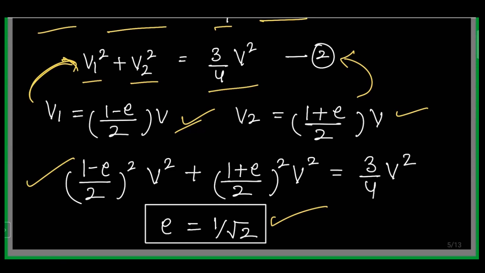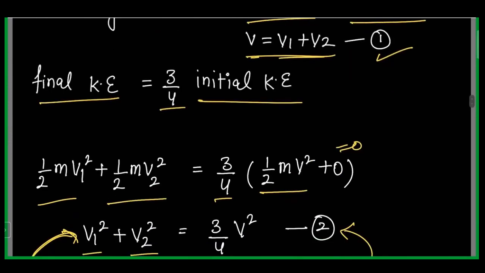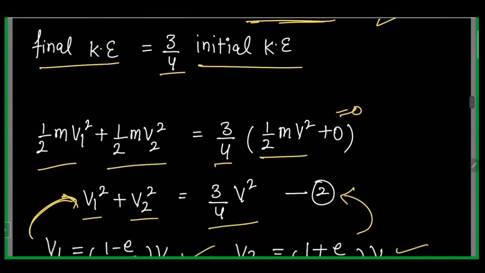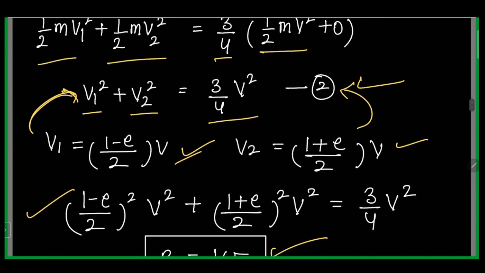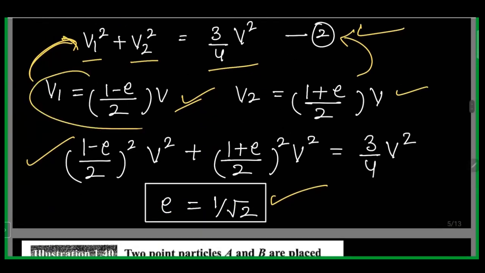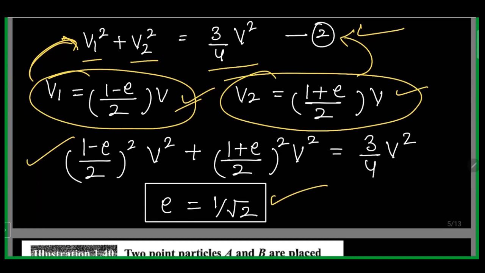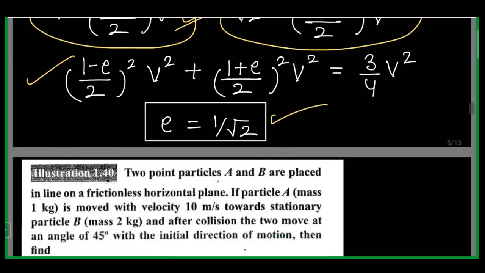Otherwise, what would we have to do? We would have to solve equation number 1 and equation number 2, find the values of v1 and v2, then use our formula of E equals the ratio of separation divided by approach, and then we would have got an answer. But no, if we use these formulas directly, our question becomes quite easy. So remember these kinds of formulas, because they actually help you in your exam to solve problems very fast.